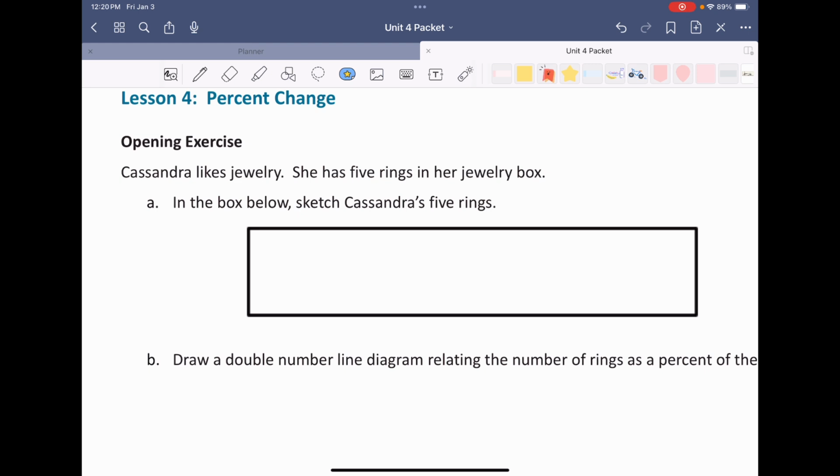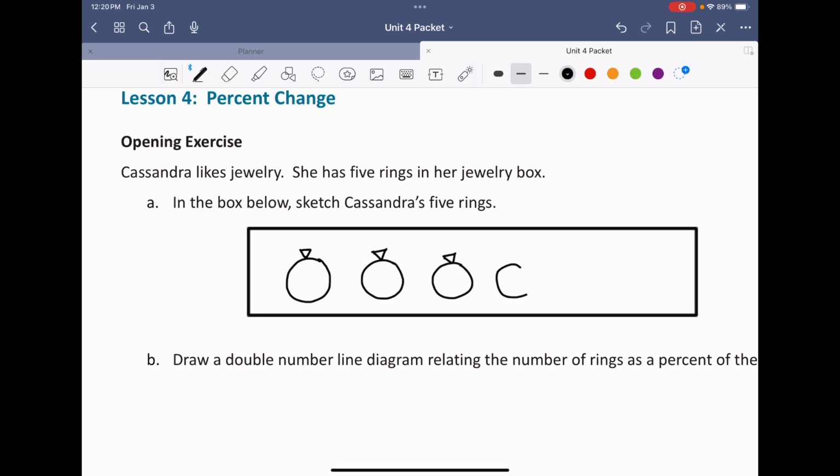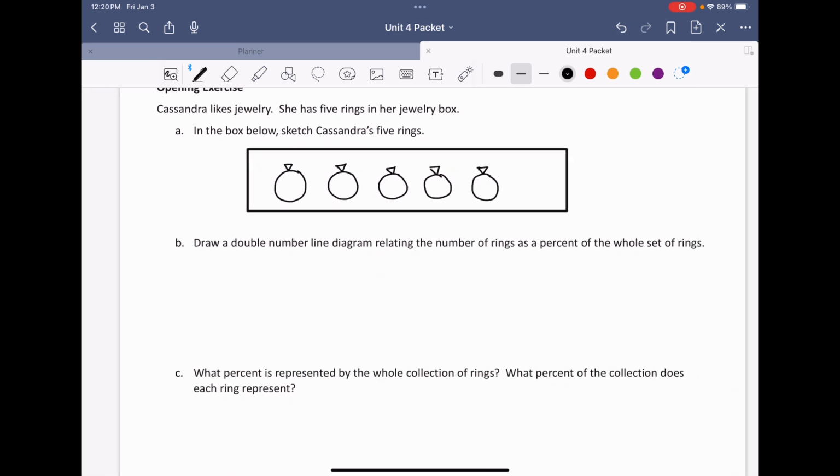All right, so we are going to sketch those rings. It doesn't have to be anything crazy. There's 1 ring, 2, and 5. All right, so those are her 5 rings.